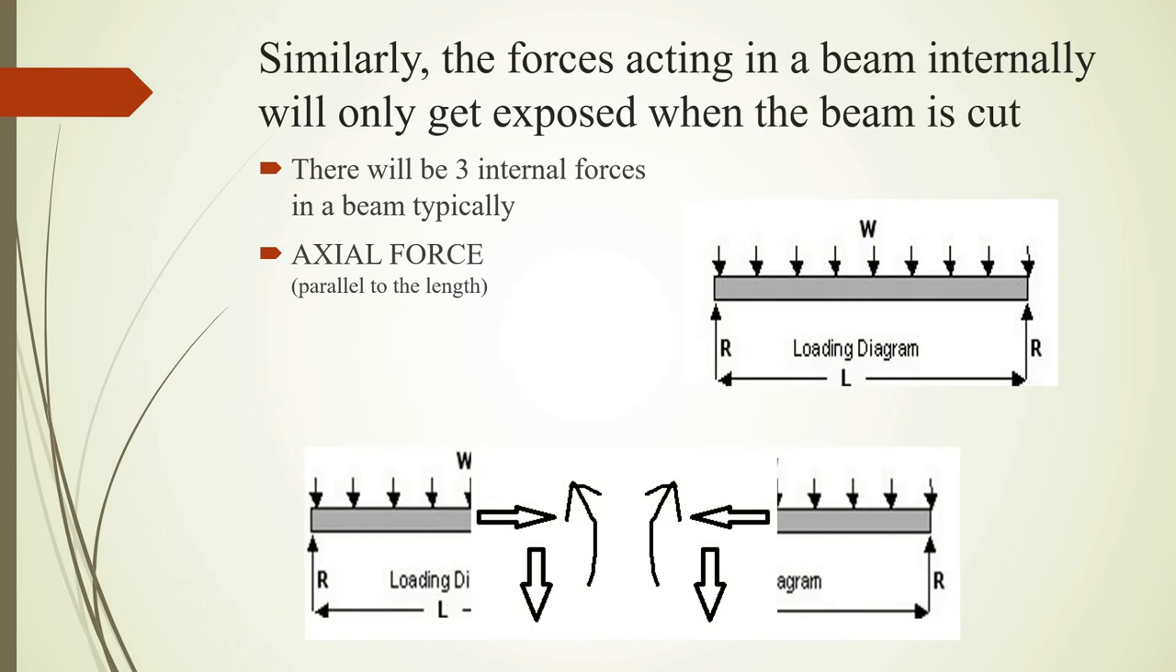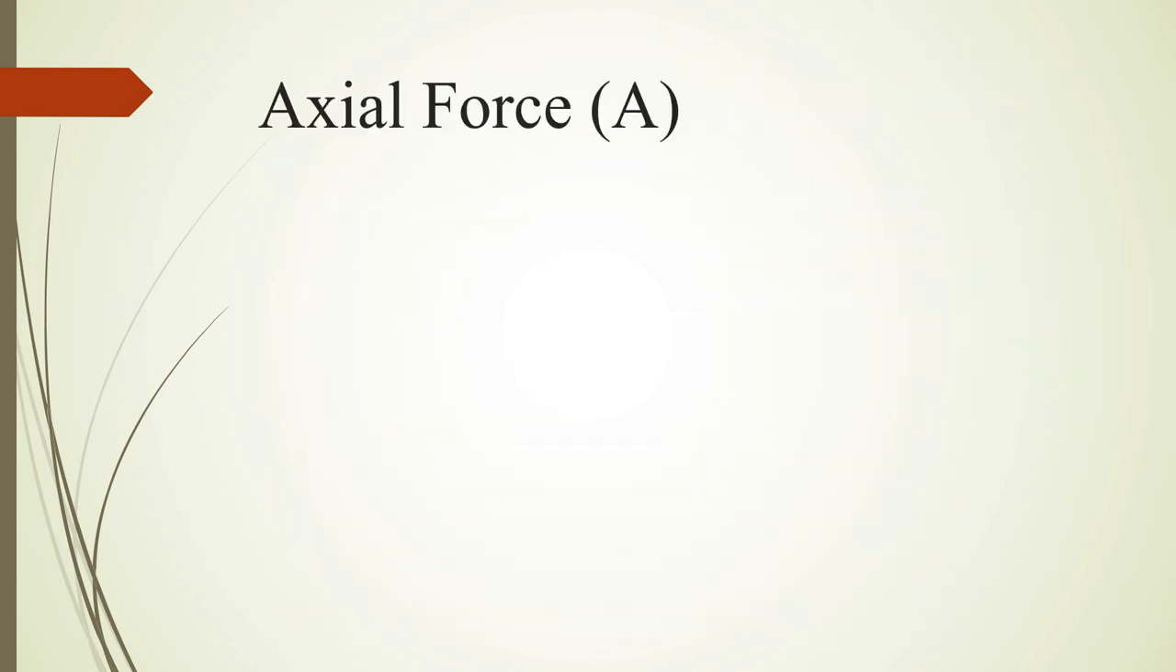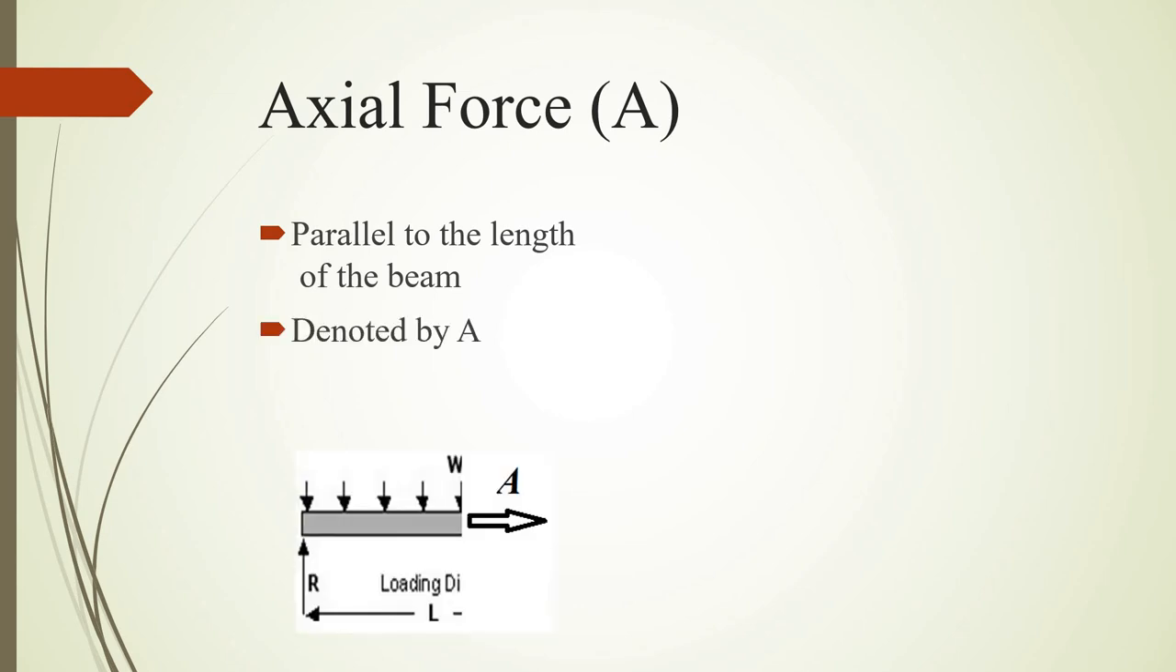So axial force is the first one, and that is parallel to the length. The other one is shear force, that is perpendicular to the length, and the third one is bending moment. Now let's talk about axial force. Again, like I've said, axial force is parallel to the length of the beam. It's denoted by A, and this is how it looks.